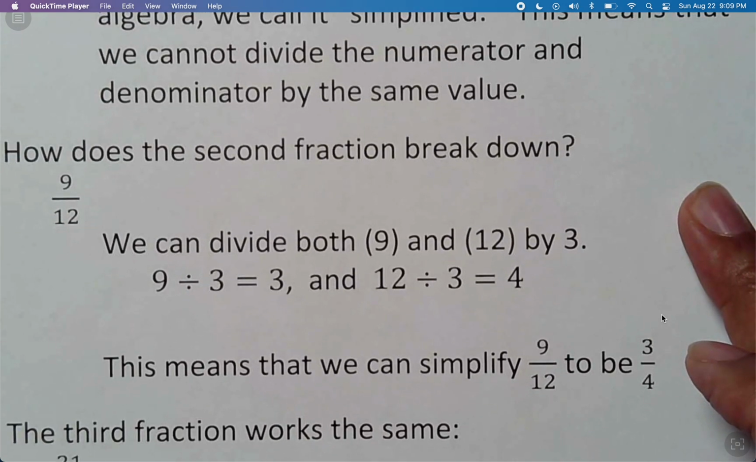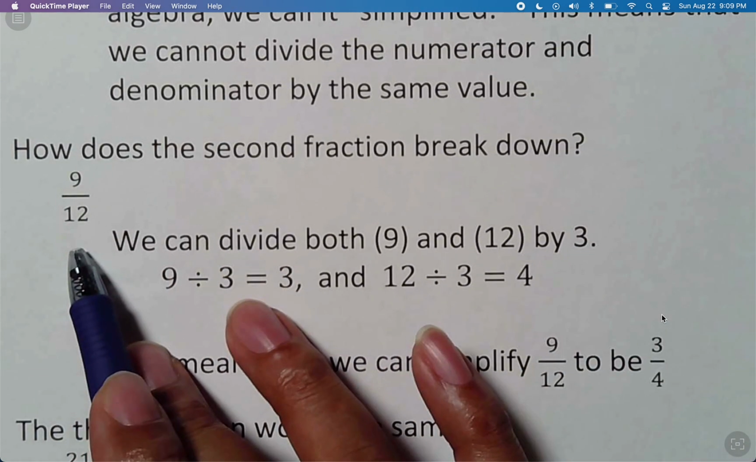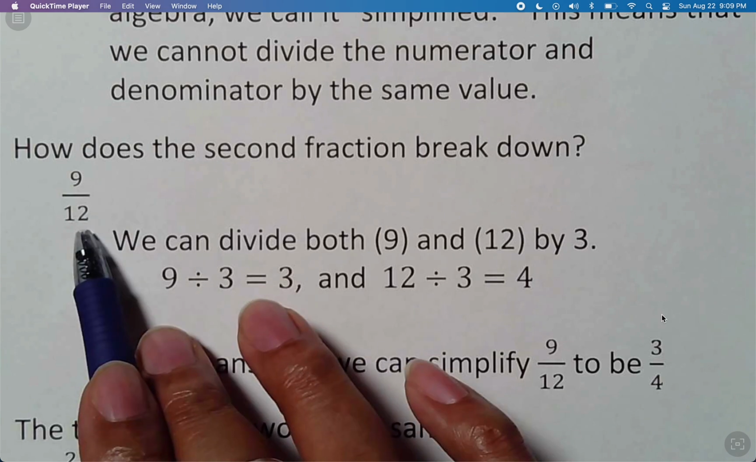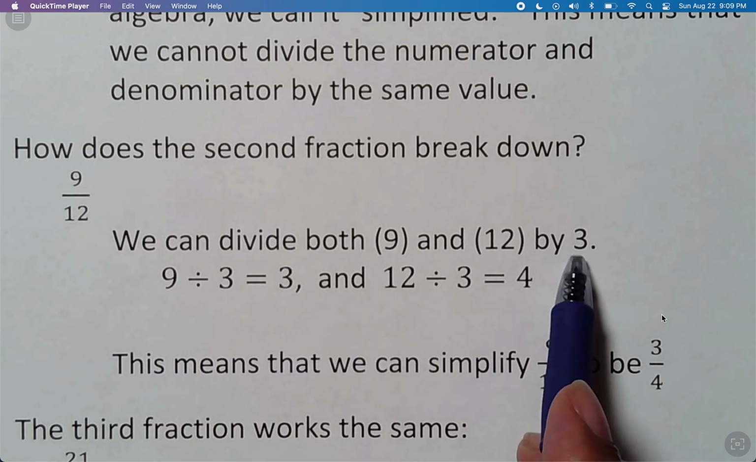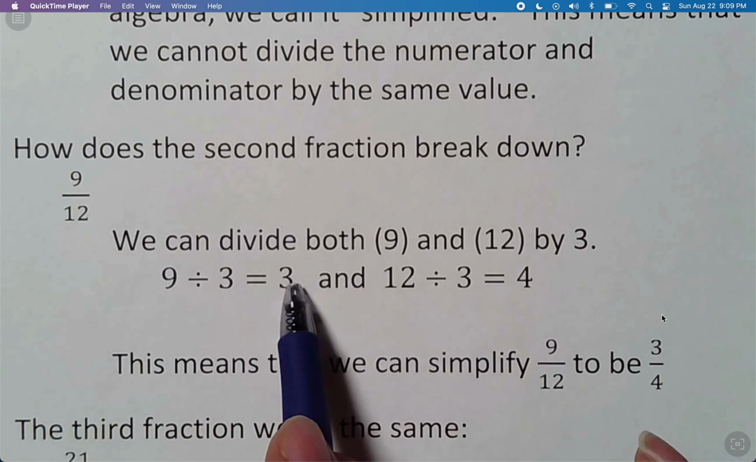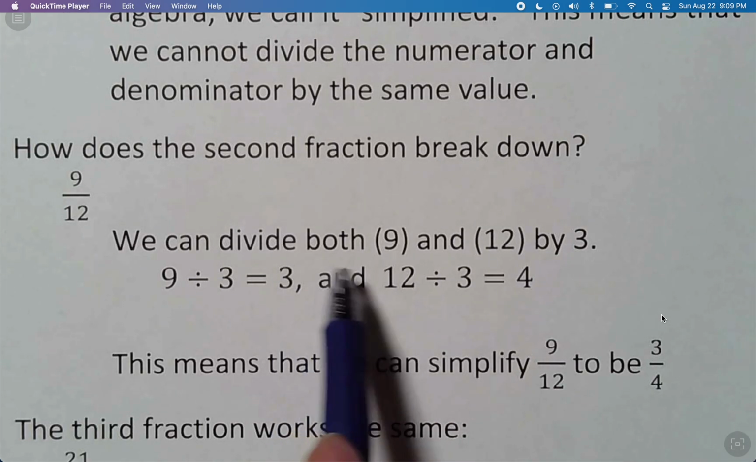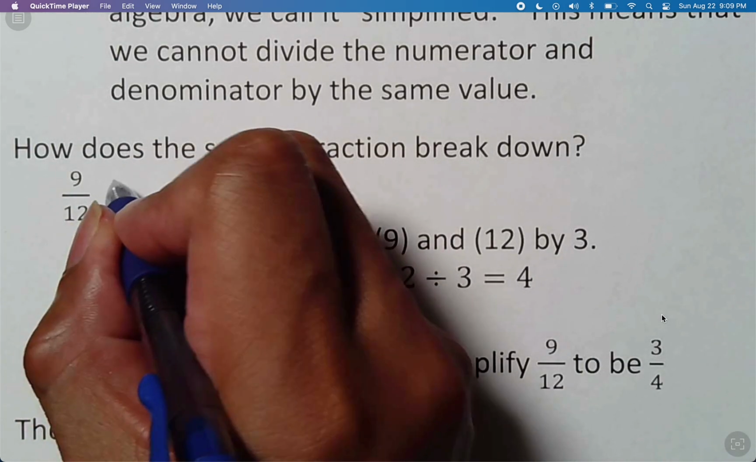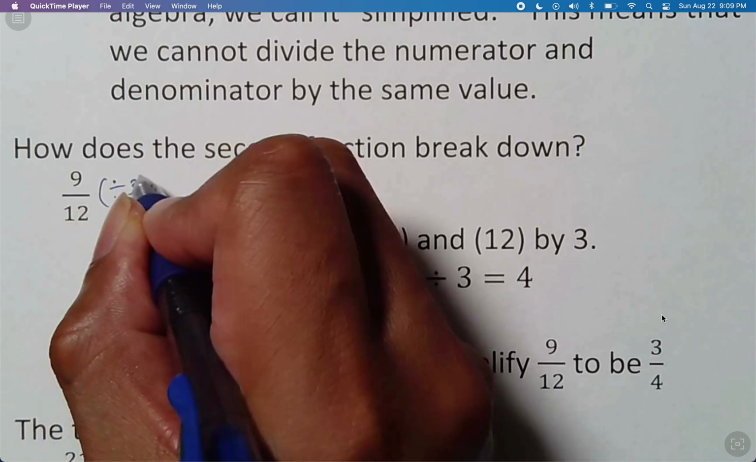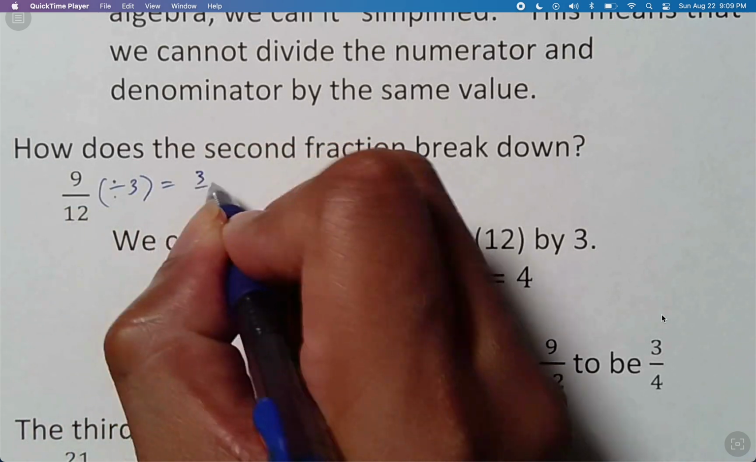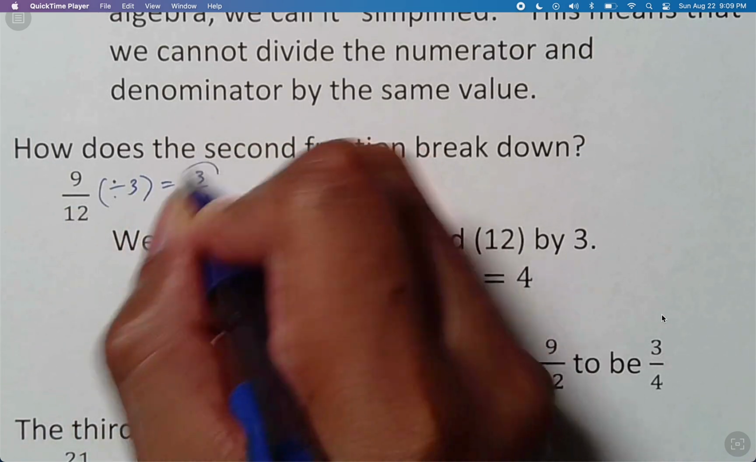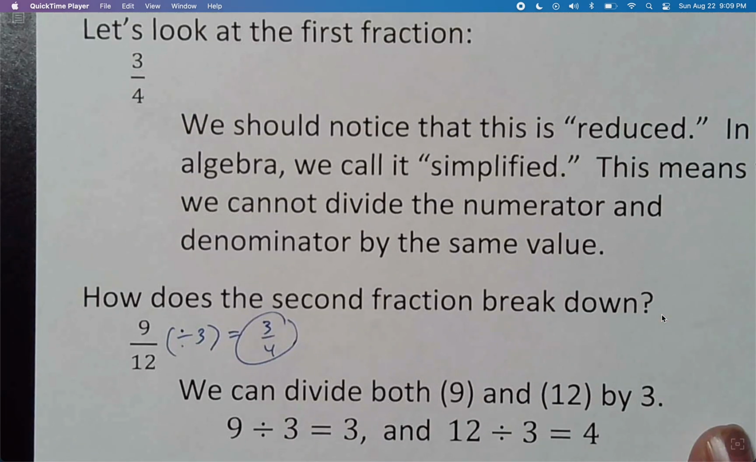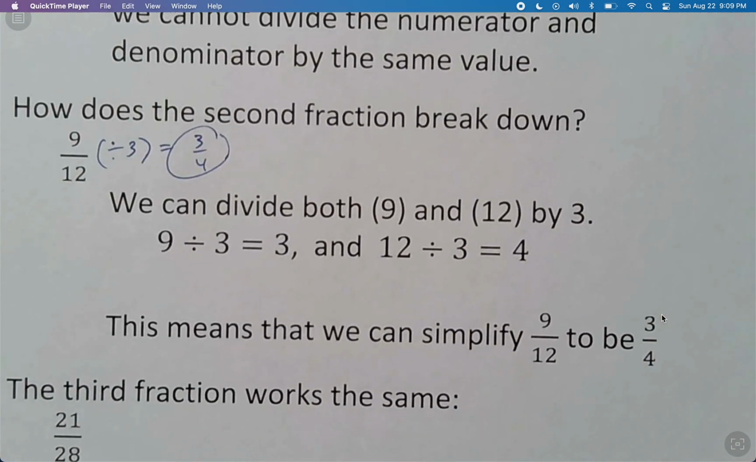Well, what we're looking at here is 9/12, which if you look at 9 and 12, both of those can be divided by 3. 9 divided by 3 turns into 3. 12 divided by 3 turns into 4, which means when you divide both of these by 3, 9 divided by 3 is 3, 12 divided by 3 is 4. And notice it is the same as your 3/4 there.